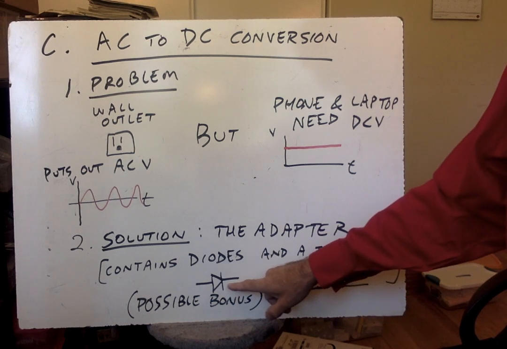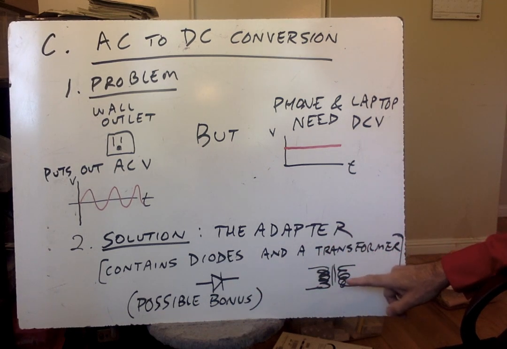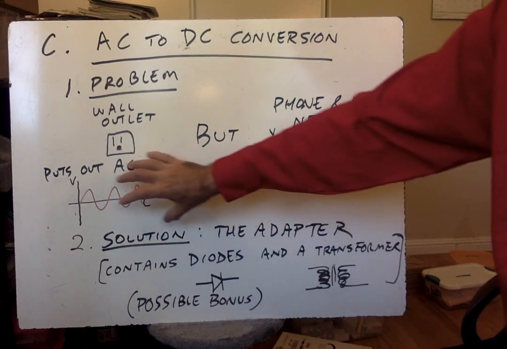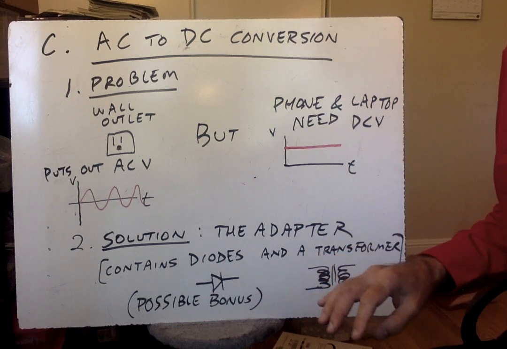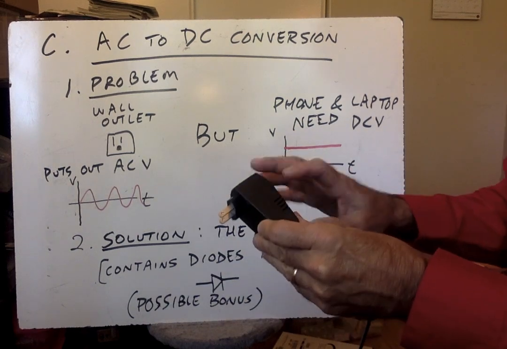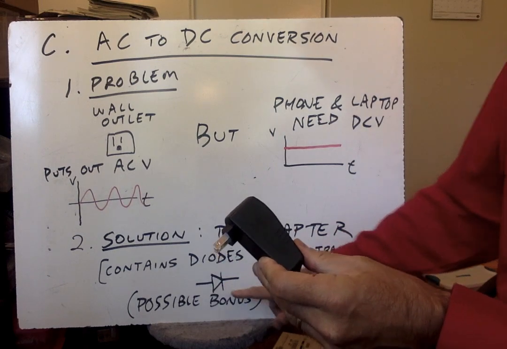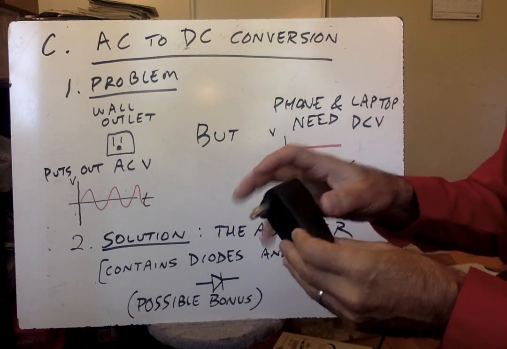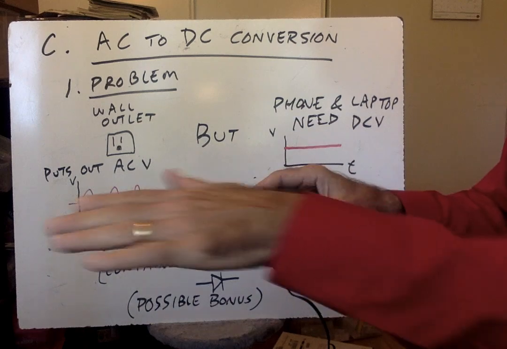So you put together 4 of these and a transformer and something else called a capacitor to smooth things out. You put those in a box and you can convert this to this. And this is a typical adapter box that does that. And it has these elements in it: diodes, transformer, and a smoothing capacitor to make it nice and level.